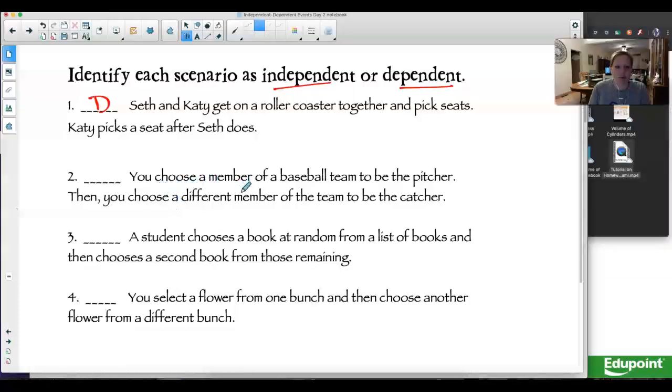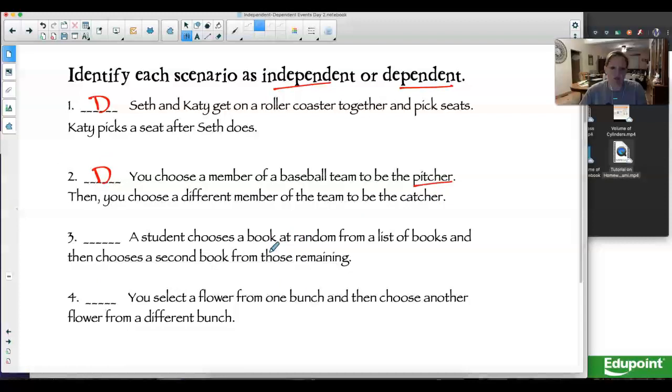Okay, number 2, you choose a member of the baseball team to be the pitcher. Then you choose a different member of the team to be the catcher. After you pick someone to be the pitcher of the team, that person can no longer be picked to be the catcher. So again, one affects the other, so they are dependent events.